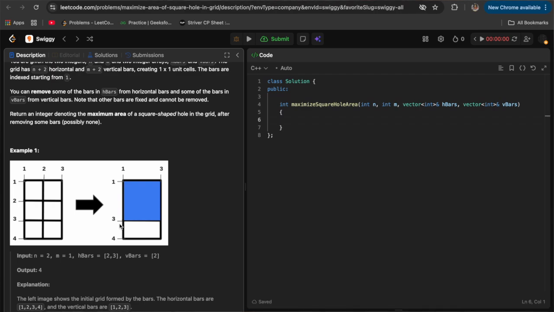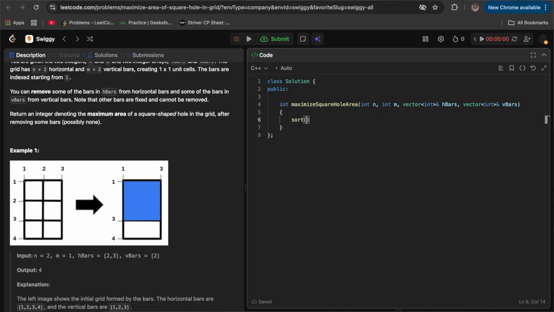So that's how I'm getting a two-pointer approach, and I'll show you how I'm implementing it. But for that, I want both my h bar and v bar to be sorted. In that case only I can do this. If I'm removing in sorted order, taking a left bar and a right bar, I'm taking them continuously, so I want it to be sorted.